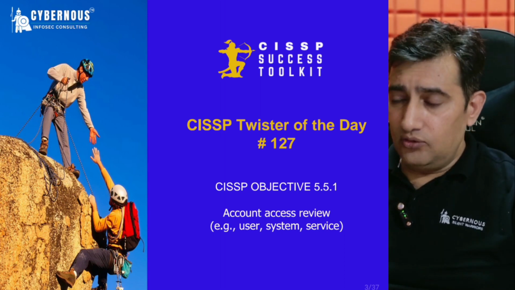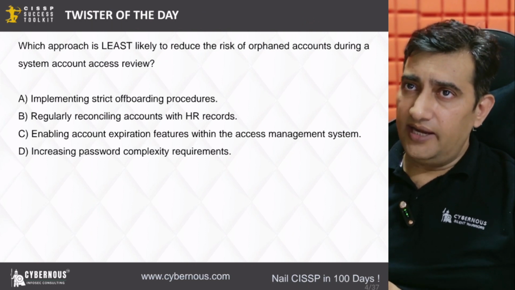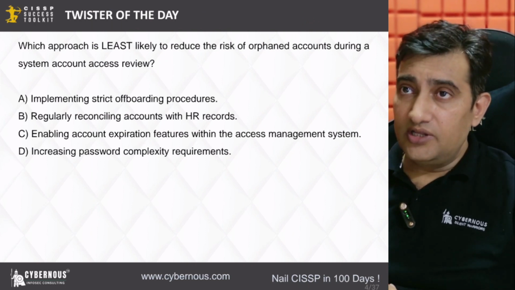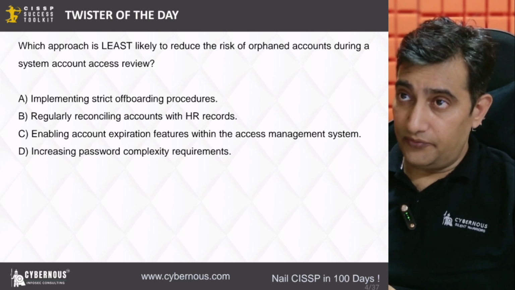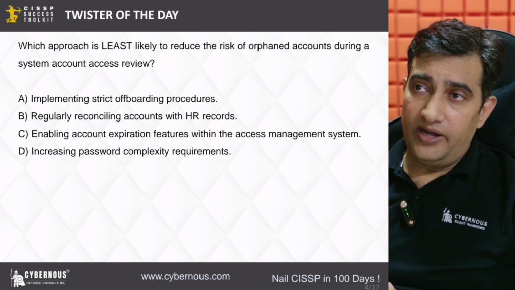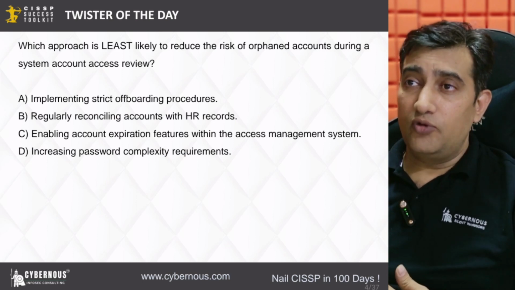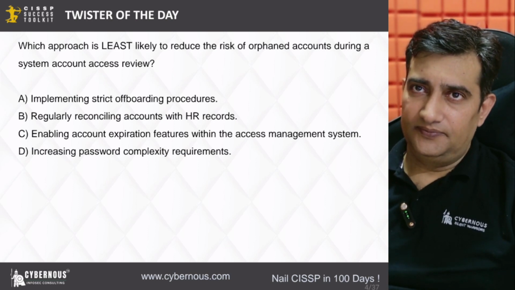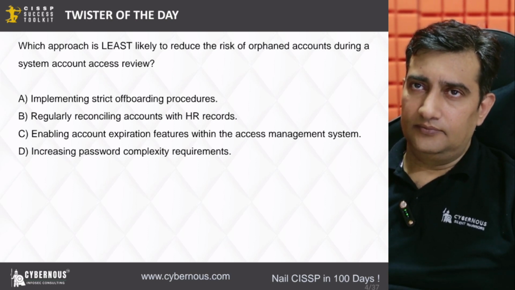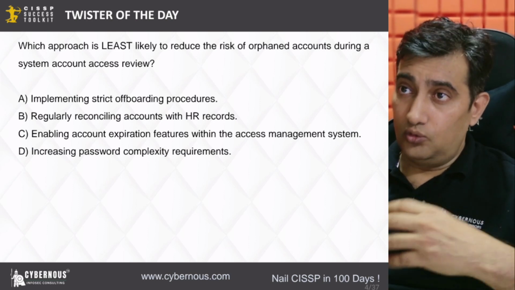Now, let's get into this particular question and try to understand it. Which approach is least likely to reduce the risk of orphaned accounts during a system account access review? There are 4 options. Feel free to pause this video and take a minute to answer this question. I am going to come back after 10 seconds to answer it for you. I hope you have answered this question by now. Let us go through this particular question.